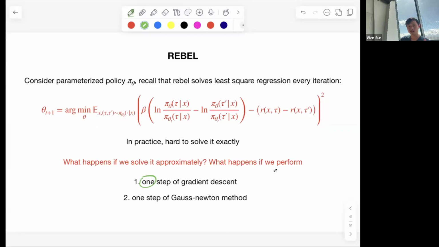Second, let's say we do something between the first order optimization, gradient descent, and the second order optimization, Newton's method. Let's do something like Gauss-Newton. And we're just going to do one step of Gauss-Newton. Let's say we are happy about just minimizing the least square regression objective function by one step of Gauss-Newton on the parameter and then move on. What happens? Okay, so let's check out the first thing. What happens if we do one step of gradient descent?